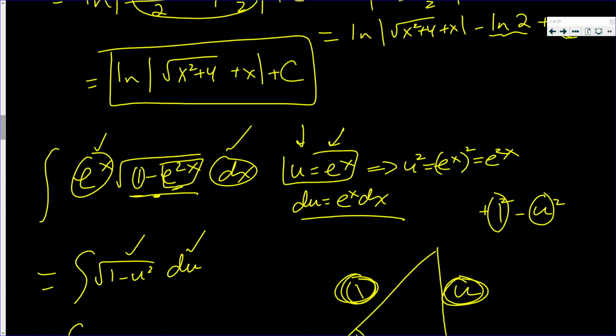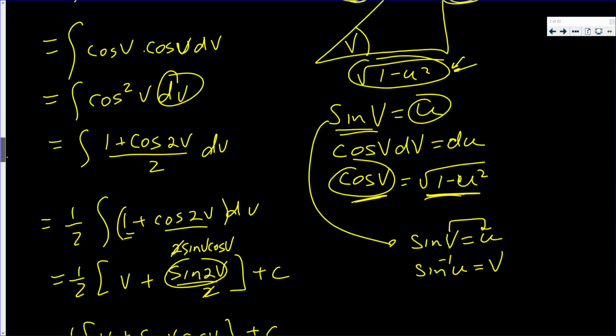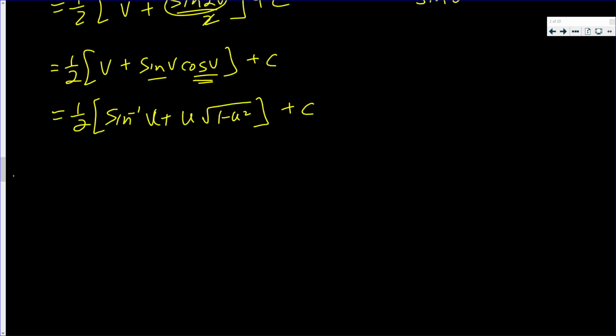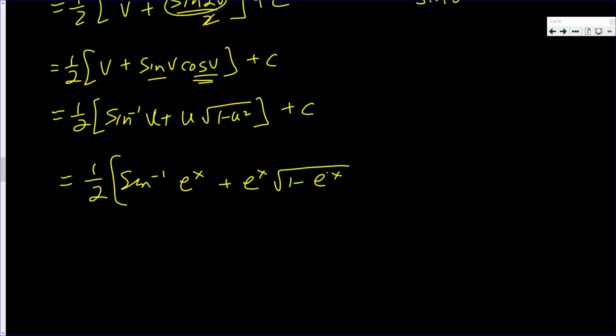Now we go back and we see where u was. u is e to the x. Okay? It is what it is. It's 1/2 the sine inverse of e to the x plus e to the x times the square root of 1 minus e to the x squared, which is 1 minus e to the 2x. And there is that integral.